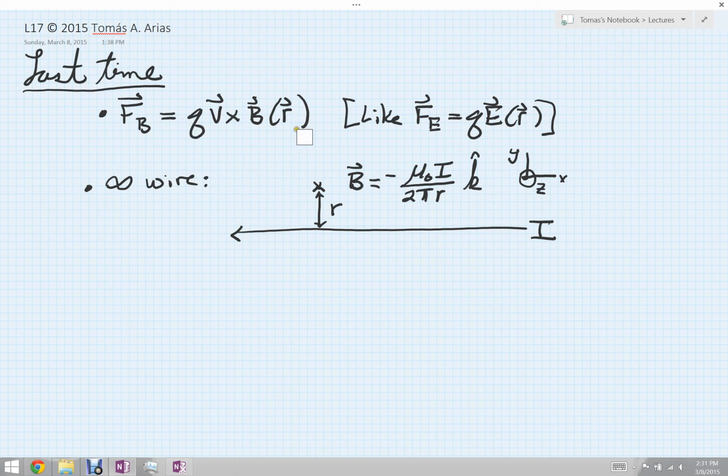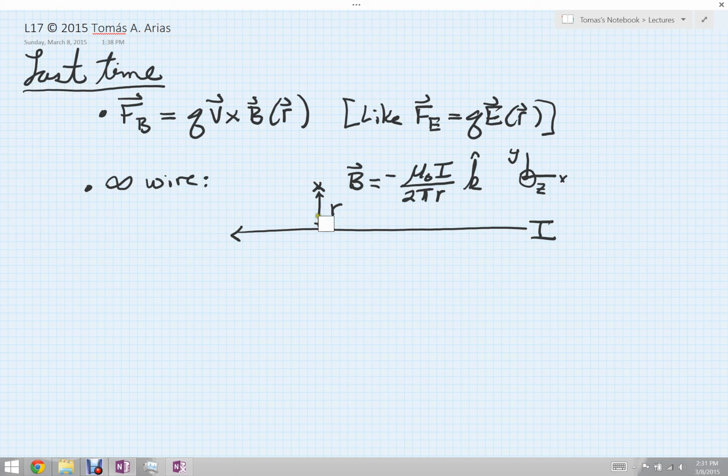The second result that came out of our discussion last time was a particular result for the form of the magnetic field for just one situation. So far, this is now the only situation for which we actually know the magnetic field. And that's when we have an infinite wire, as I'm showing to you here, of current flowing to the left along the minus x direction.